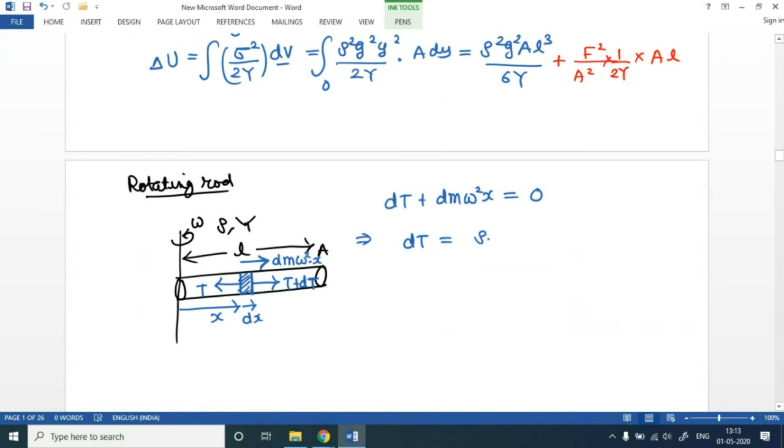So when we rearrange this equation, dT will be equal to, and dm obviously you can write as rho A dx, into omega square x, and there would be a minus sign over here. So this would be the relationship. Now we must integrate both sides with appropriate limits in order to get the tension as a function of x. You should realize that at x equal to L, at this end over here, the tension is going to be equal to 0, and we are willing to find out at x equal to x what would be the tension.